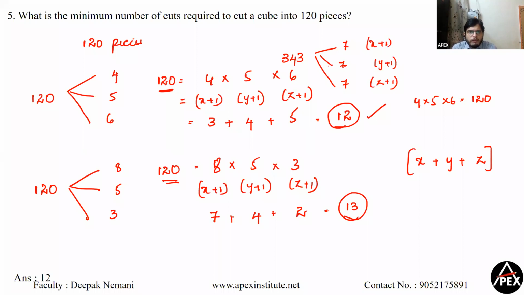Cube root of 120 gives 4, then 4 plus 4 plus 4. No, you cannot do it like that. Okay, you cannot. Cube root of 120 is not 4. Cube root of 64 is 4.